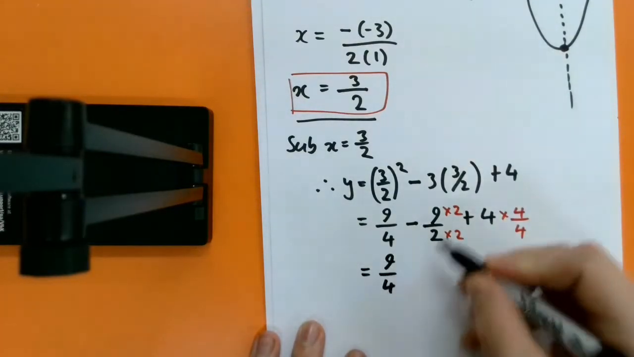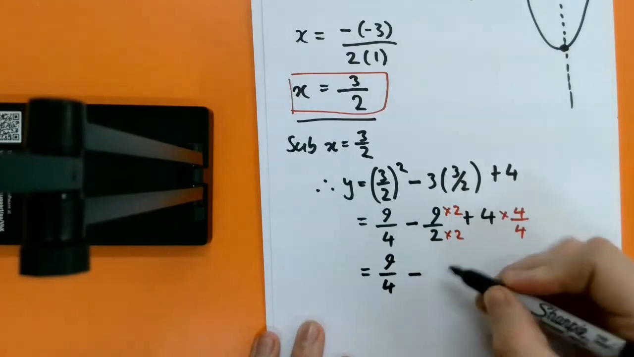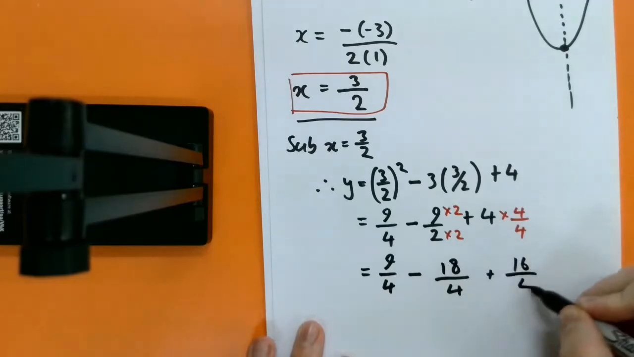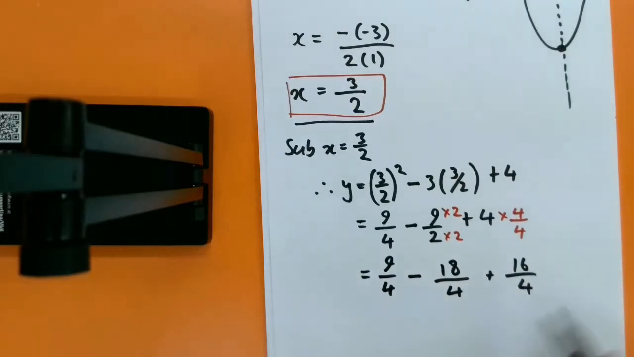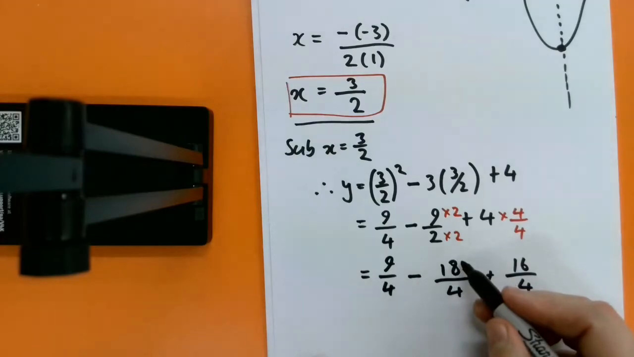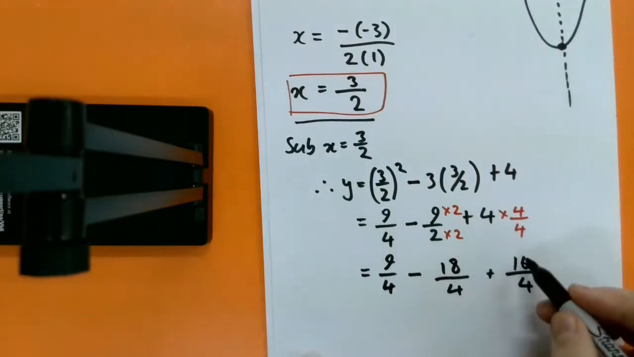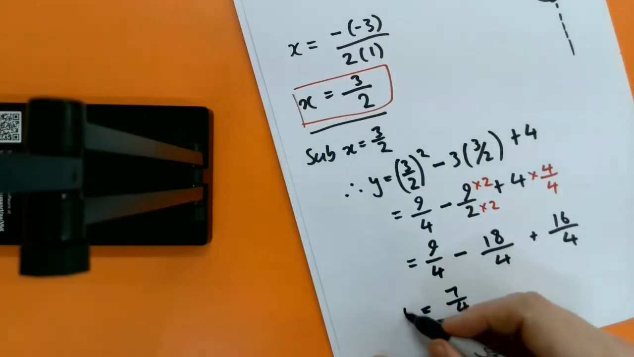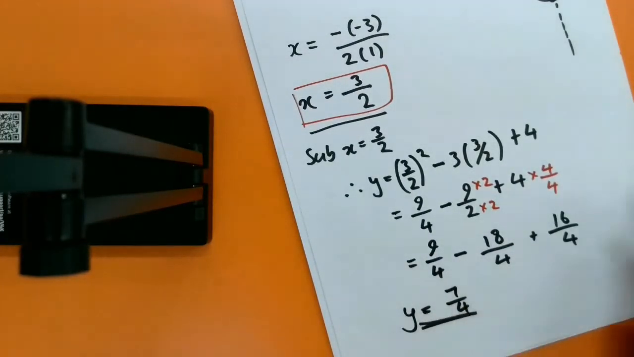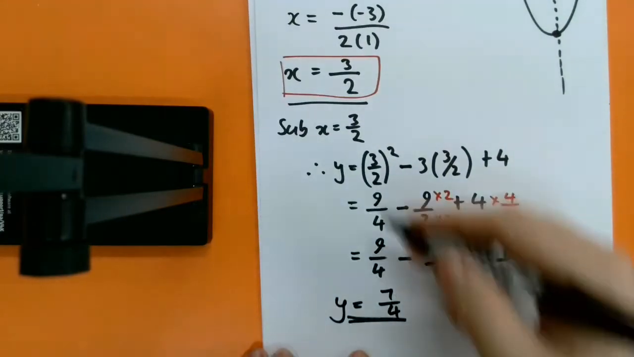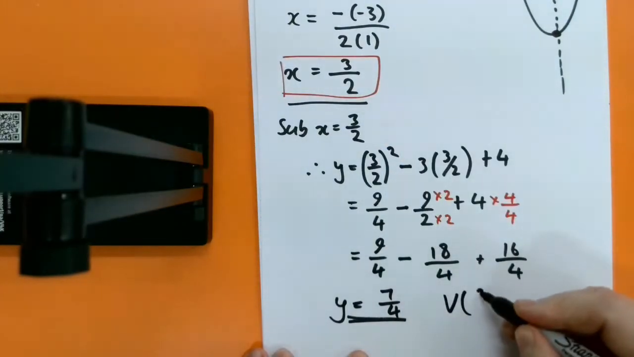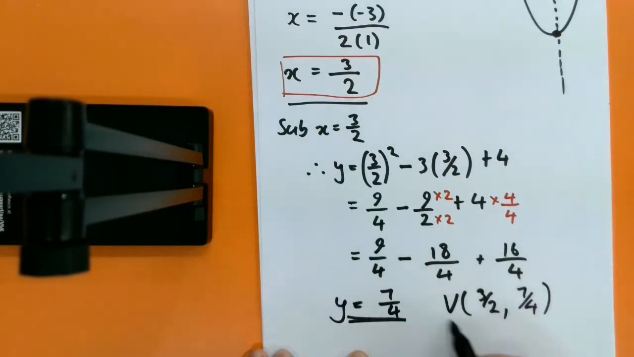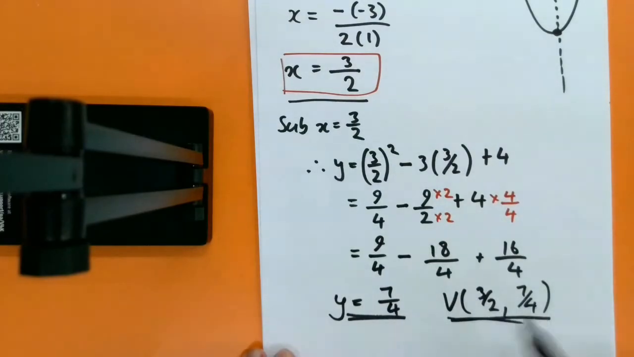So now we have 9 over 4, minus 9 times 2 is minus 18 over 4, 2 times 2, plus 16 over 4. Now what's going to happen when you add all of these things together, 9 minus 18 is minus 9, plus 16 is 7, which is equal to 7 on 4. So that is the y value at the axis of symmetry. You'll notice that's exactly what we wanted, because at the axis of symmetry we get the x coordinate of 3 on 2 and the y coordinate of 7 on 4, which is exactly what we ended up with last time, without completing the square.